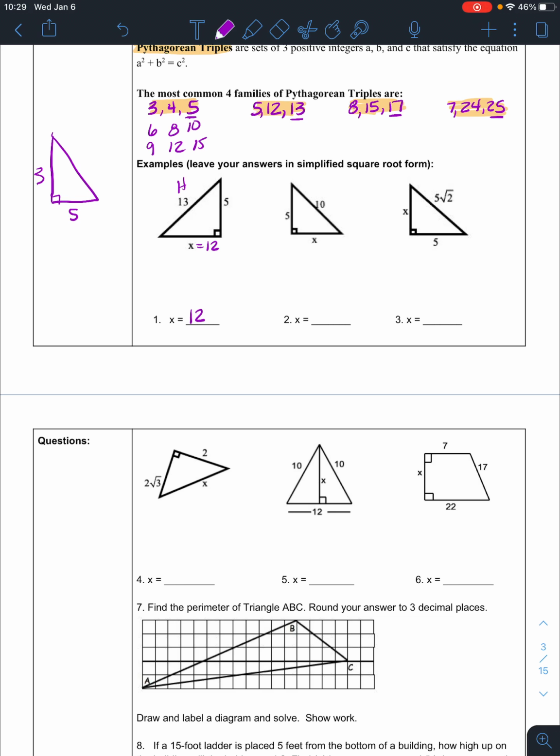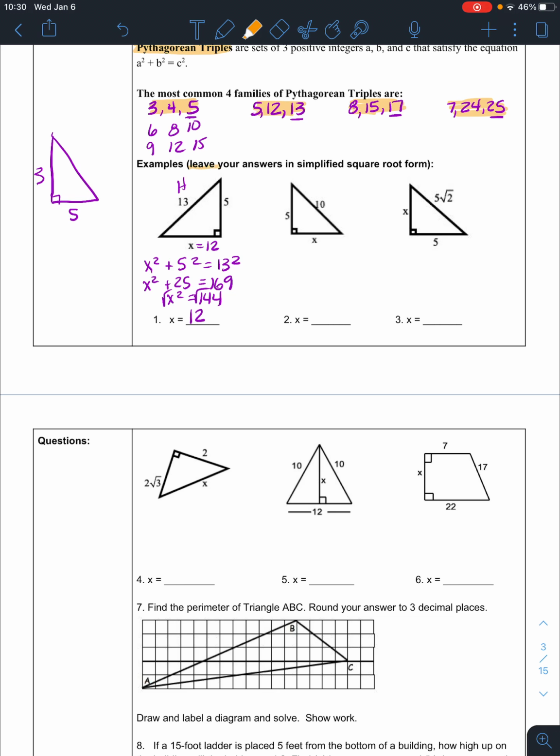Now, if you don't have these memorized, no problem. You're just going to have to do the work, Pythagorean theorem. So x squared plus 5 squared is equal to 13 squared. Remember, you do exponents first. Subtract 25 from both sides. And then take the square root of both sides. And the square root of 144 is 12. So you do get 12.